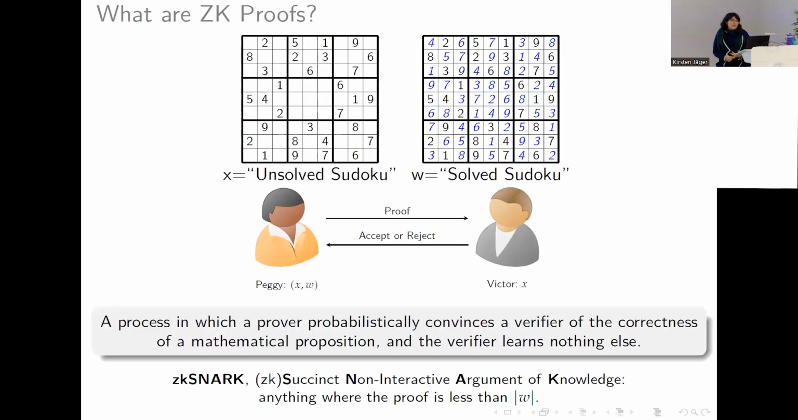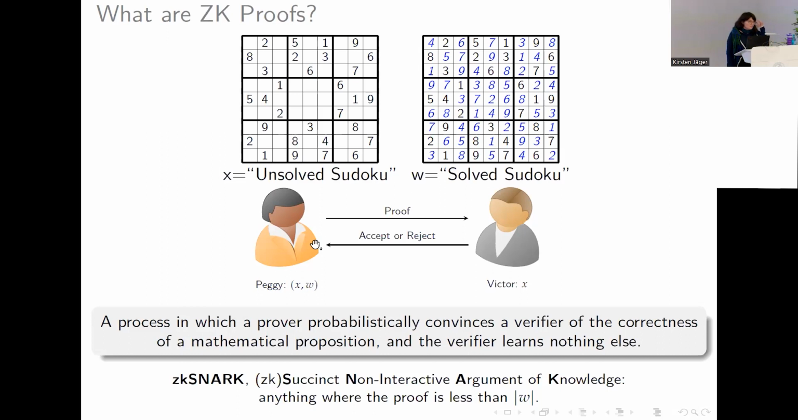First, I'm sure all of you in this audience already know this, but what is a zero-knowledge proof? It's a process in which a prover probabilistically convinces a verifier of the correctness of some statement, and the verifier learns nothing else.